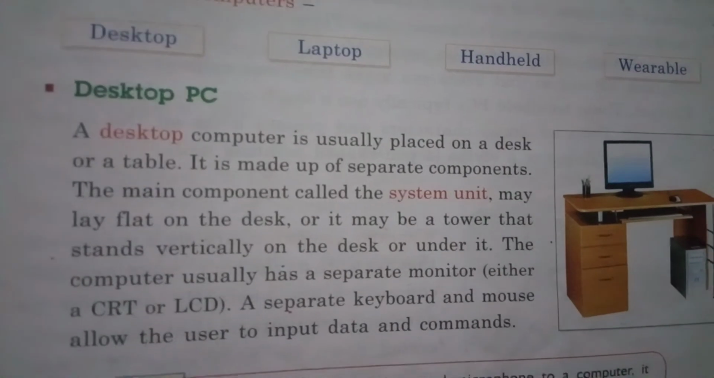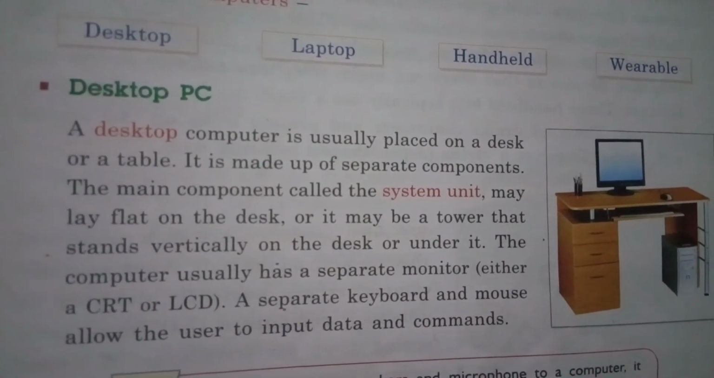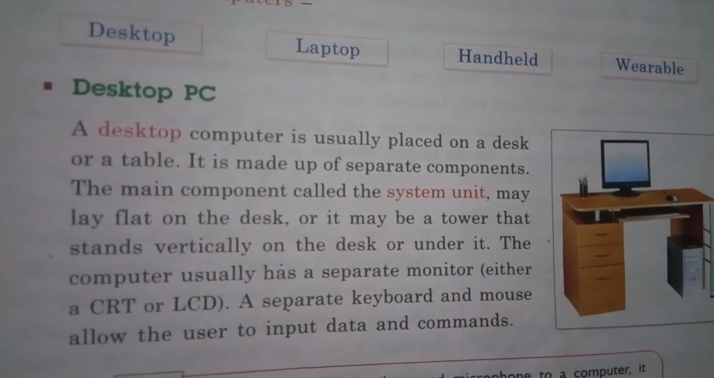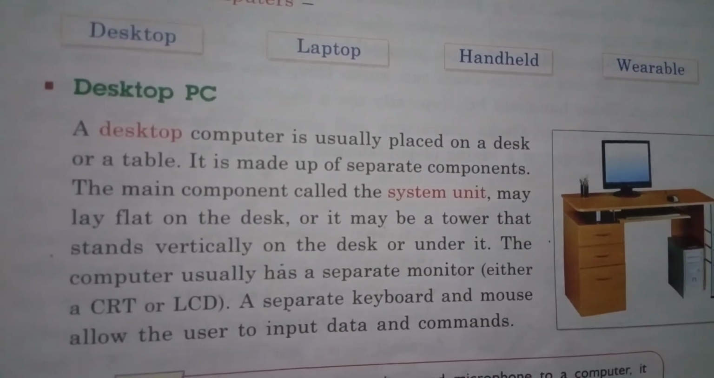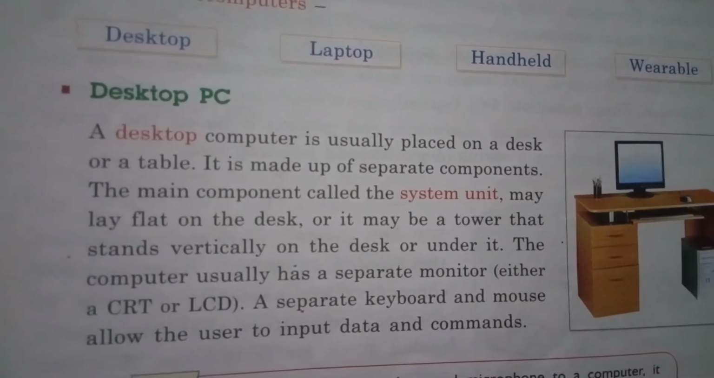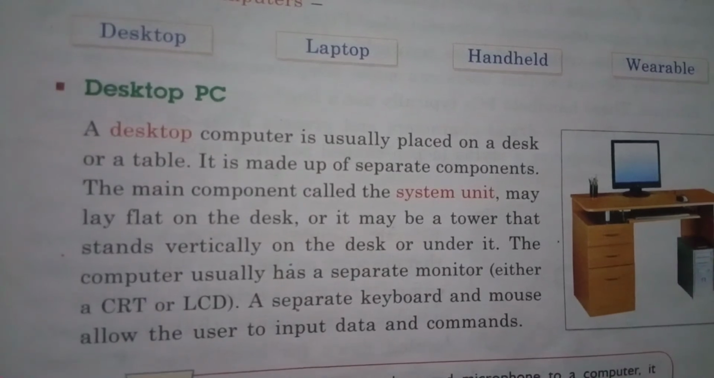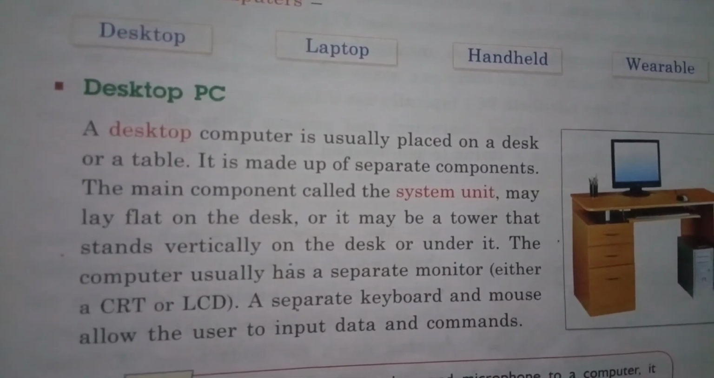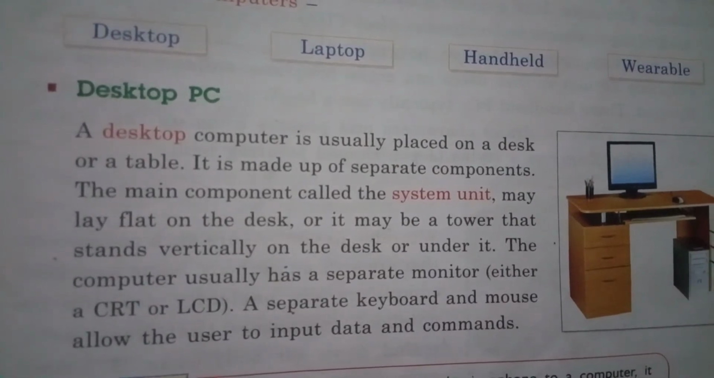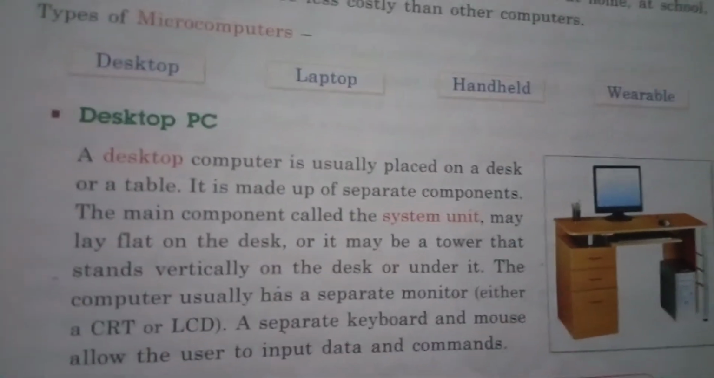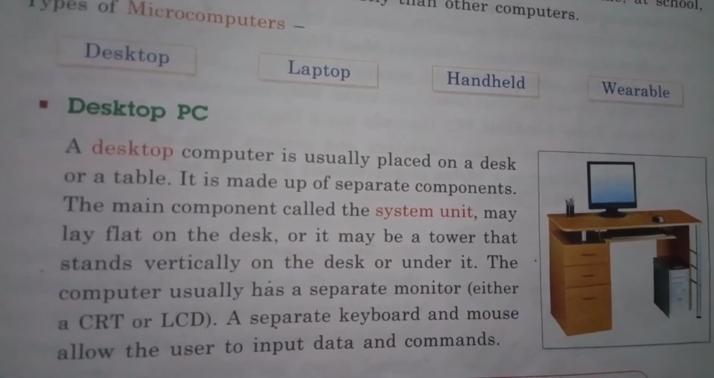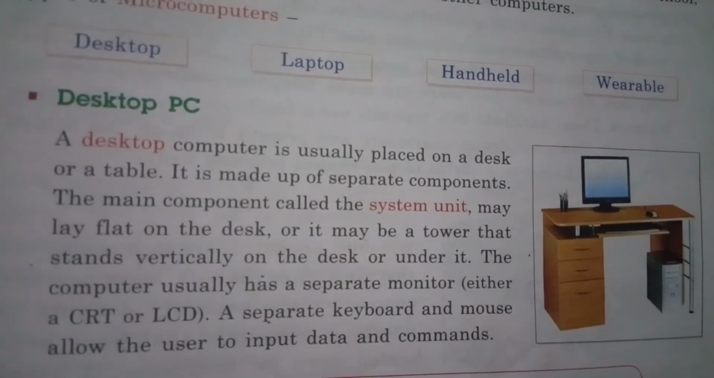Desktop computer is usually placed on a desk or a table. That's why it is called desktop computer. The main component is called the system unit. Okay. In a desktop computer you can see a monitor, mouse, keyboard and CPU box. You can see these computers in your lab also. The monitor is either a CRT or LCD.